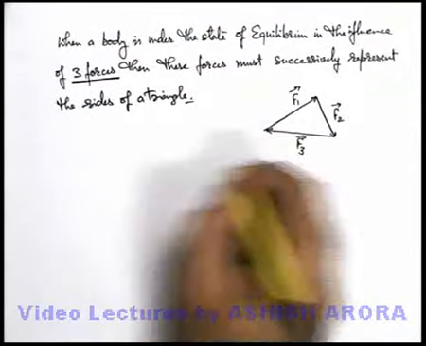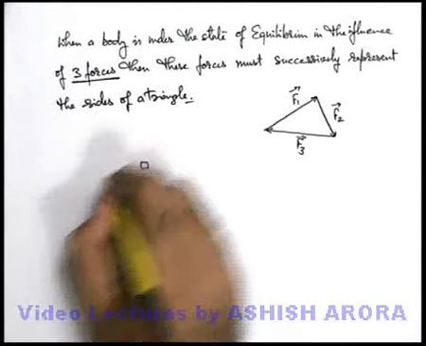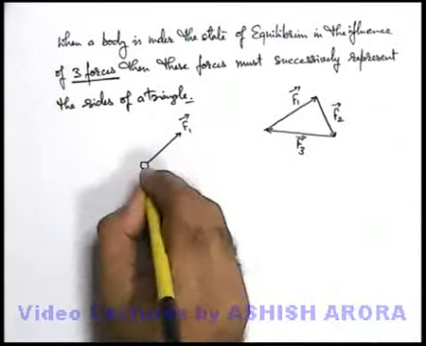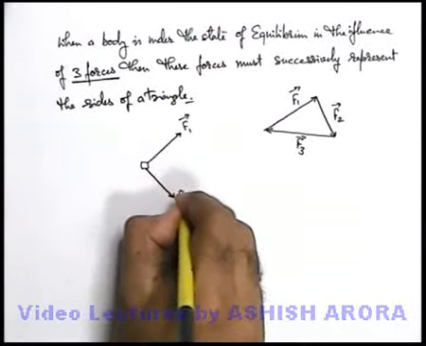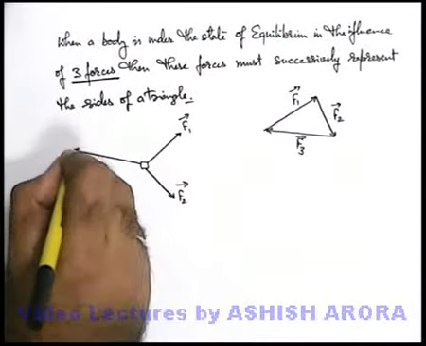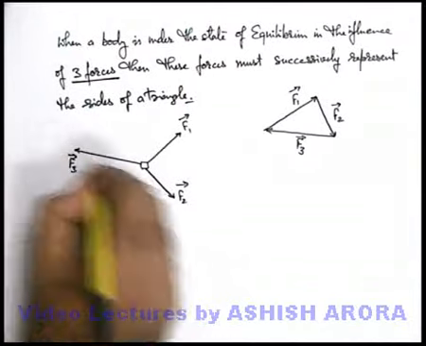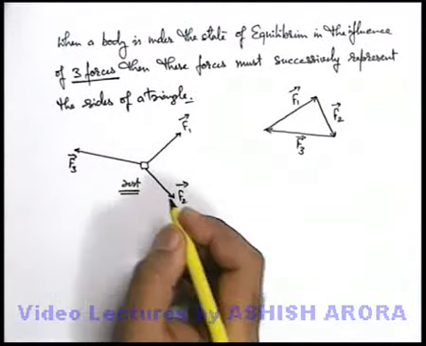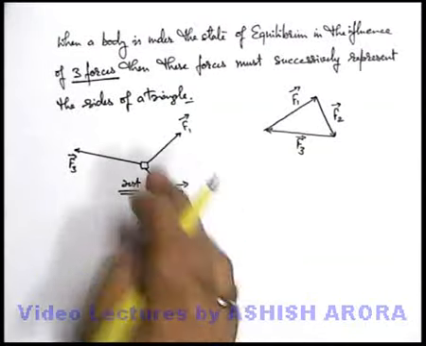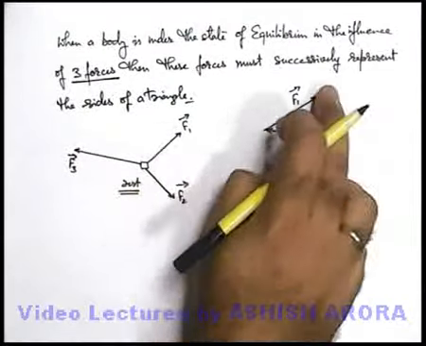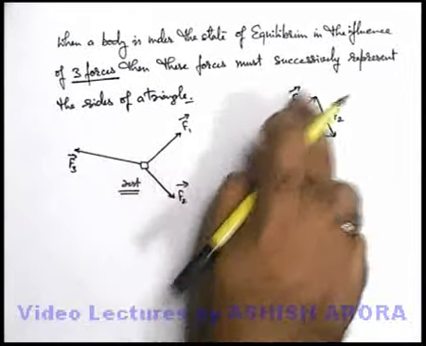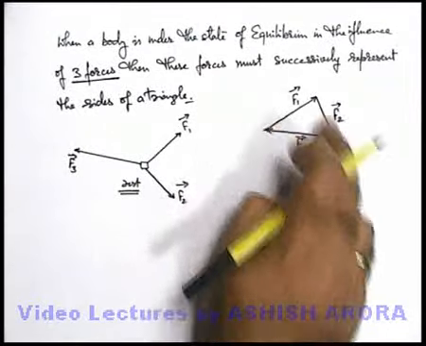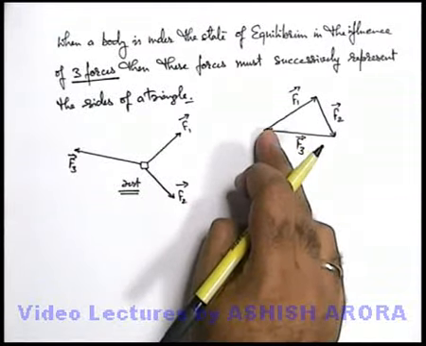If these three forces are acting on a single body, so it is experiencing f1 in this direction, it is experiencing f2 in this direction, and f3 in this direction. And if the body is kept at rest or it is under the state of equilibrium, then we can simply state the three forces represent the three sides of a triangle. In this situation, in case of a triangle, we can also use sine rule.